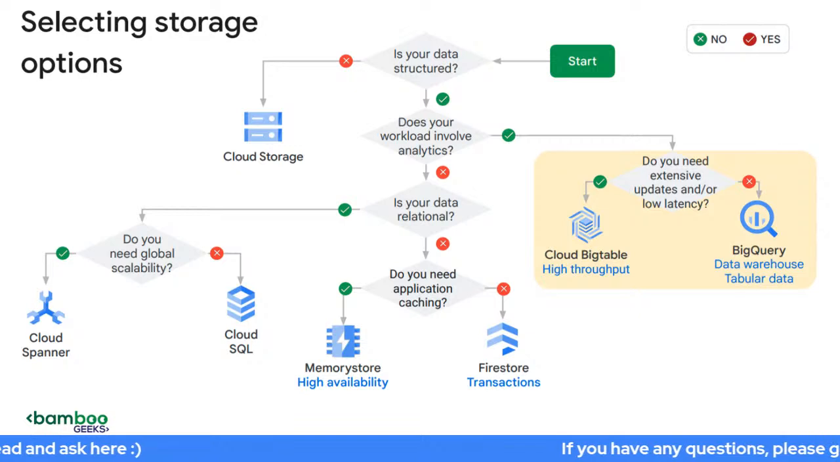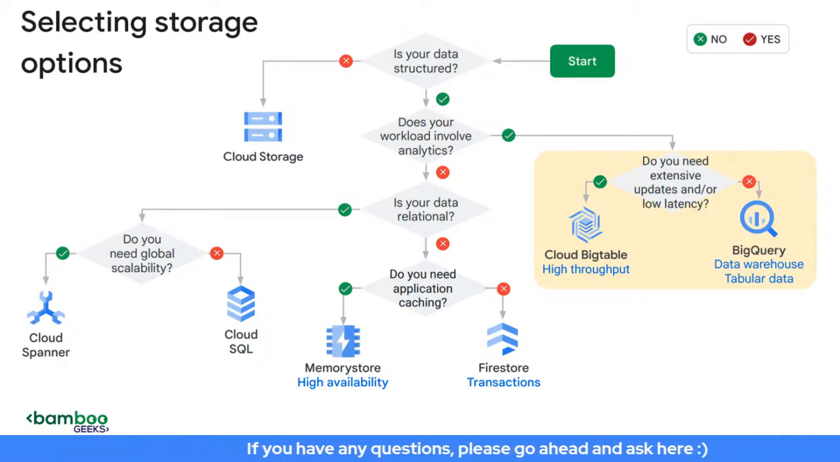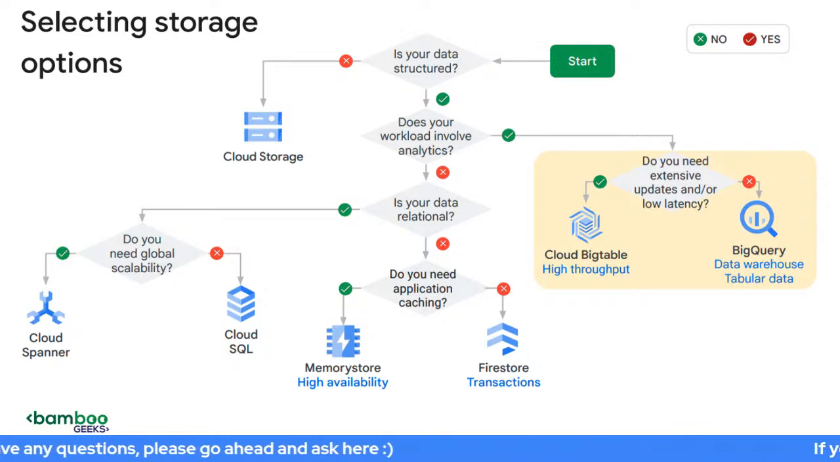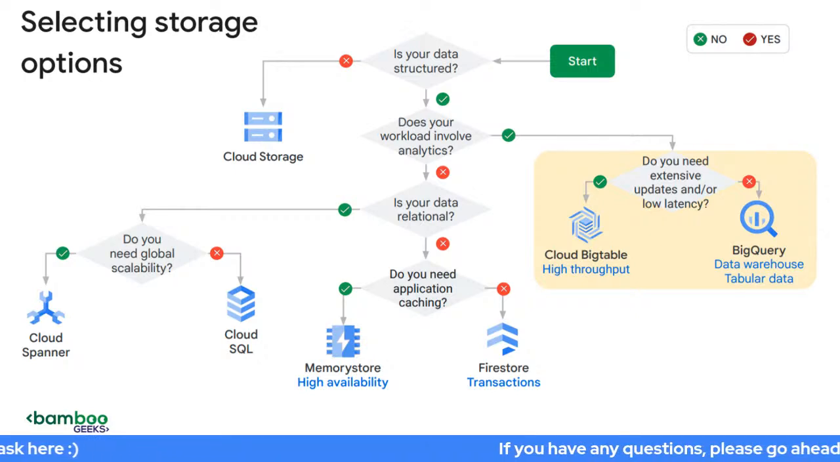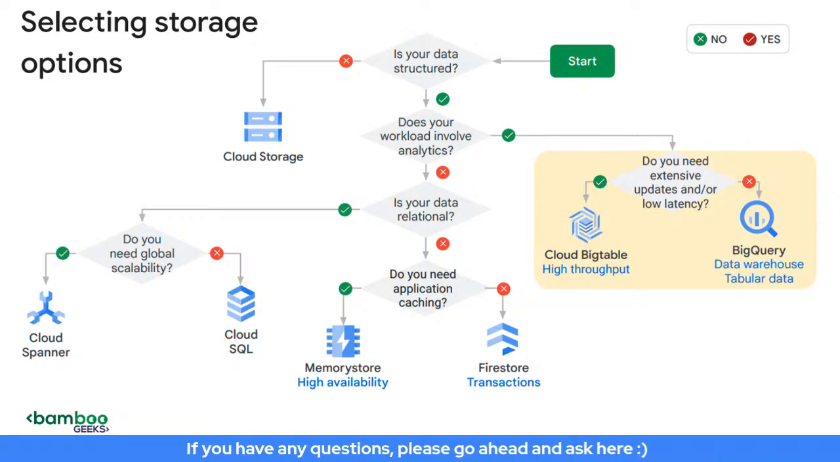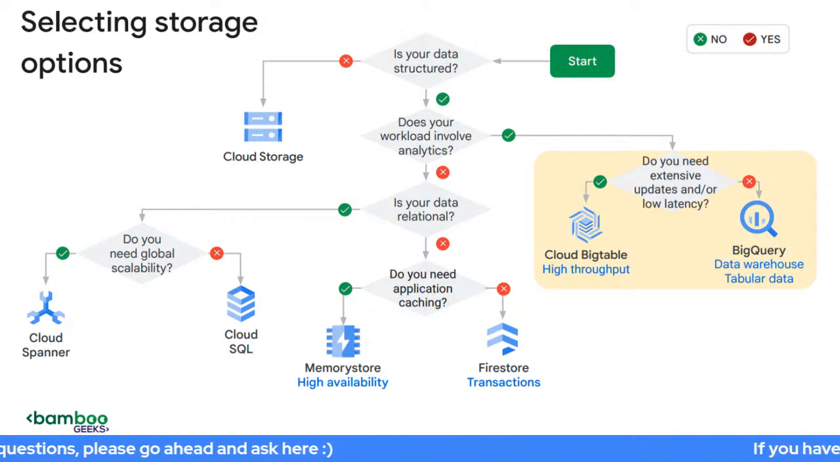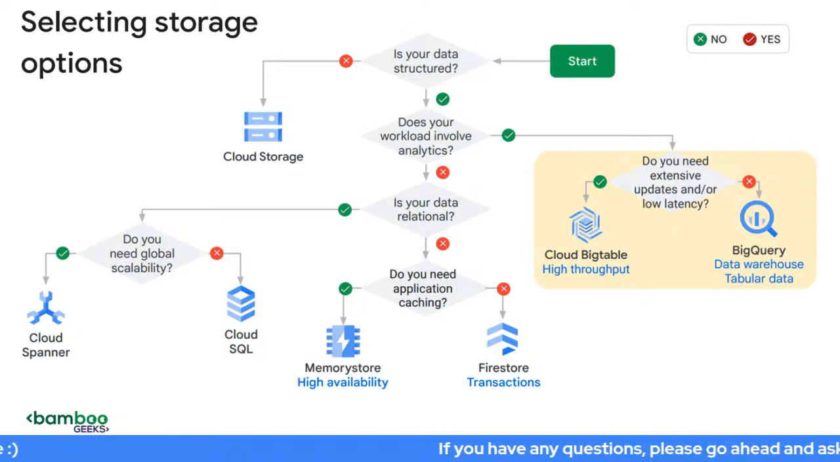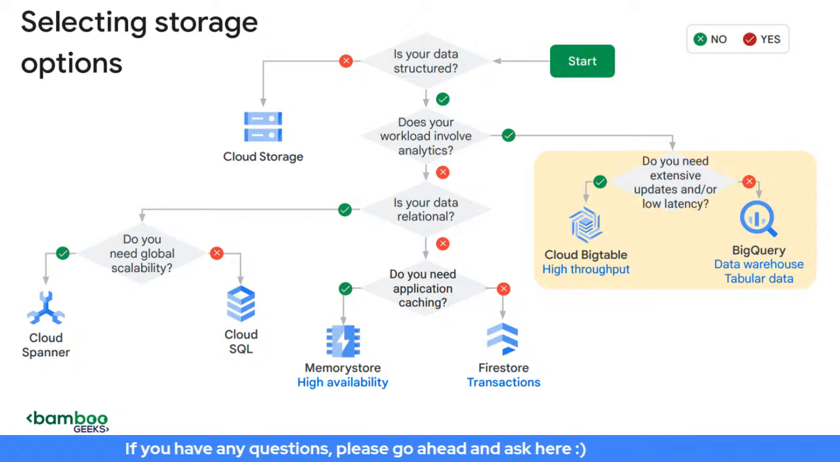Now, when your data is structured, we move on and ask the next question, which is, does your workload involve analytics? Do you need to provide analytics to the business team or inside your workload? If the answer is yes, then you know, guys, where to go. It's either Bigtable or BigQuery. The difference between them is the answer to the question: do you need extensive updates and/or low latency? If you need extensive updates and low latency, then please go ahead with Cloud Bigtable.